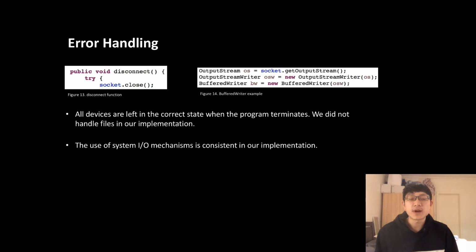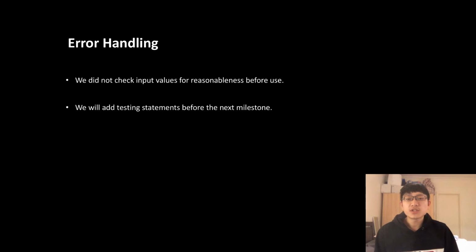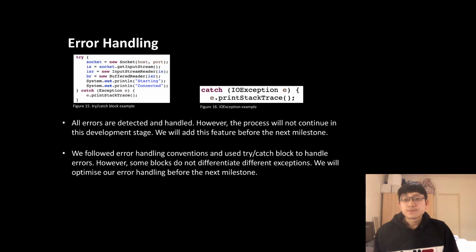We use the buffer writer and the buffer reader to read and write data from the socket. You can see this example in Figure 14. And we did not check input values for reasonableness before use. We will do this before the next milestone. In our code, all errors are detected and handled. However, the process will not continue in this development stage. We'll add this feature before the next milestone.